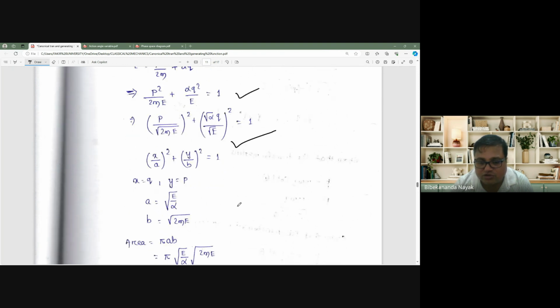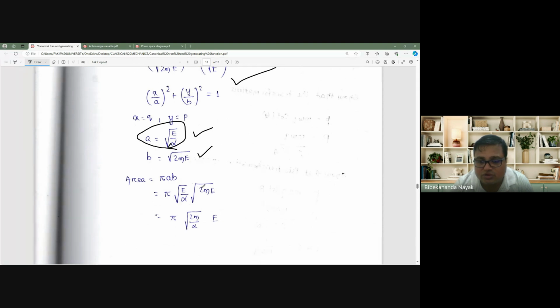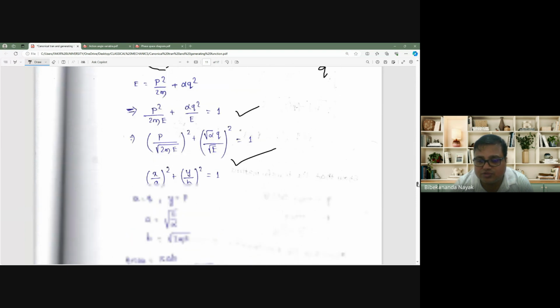In the ellipse equation, the x coordinate is q, so a is equal to root over E by alpha, and the y coordinate gives b equal to root over 2mE. So the area of the ellipse is equal to pi a b, which is pi times root over E by alpha times root over 2mE, which is equal to this. So the area of phase space for this system is found to be this.